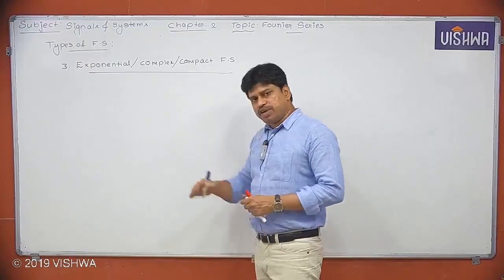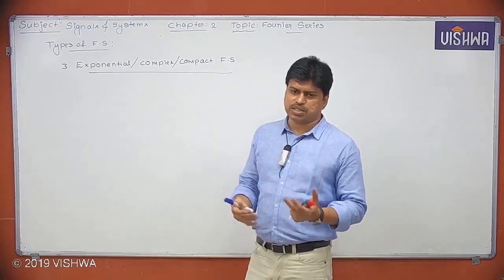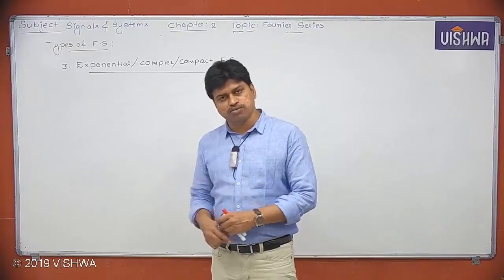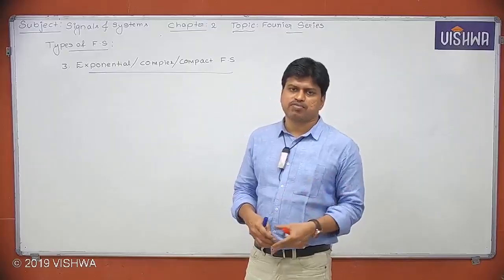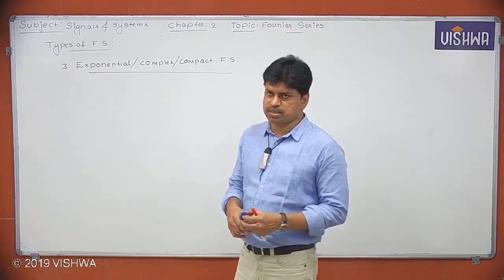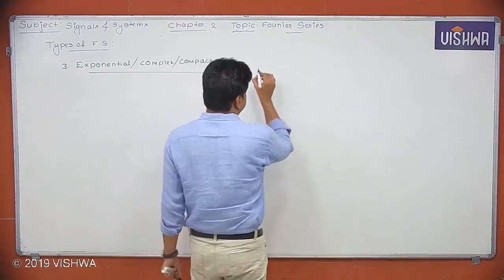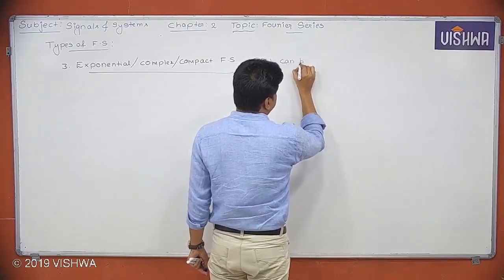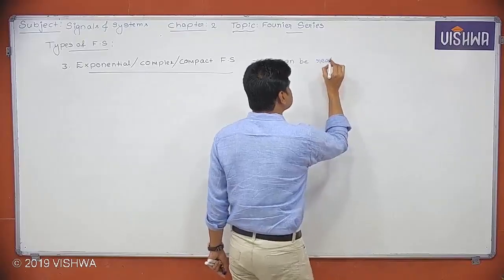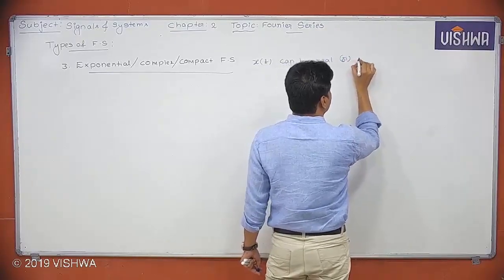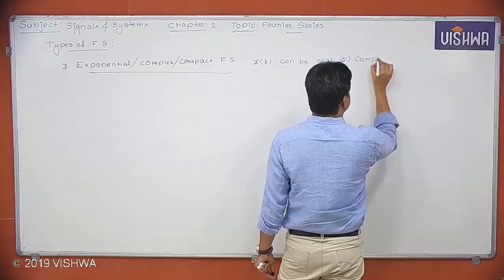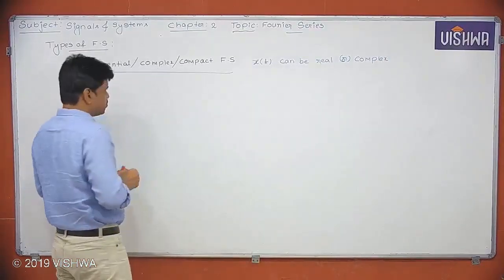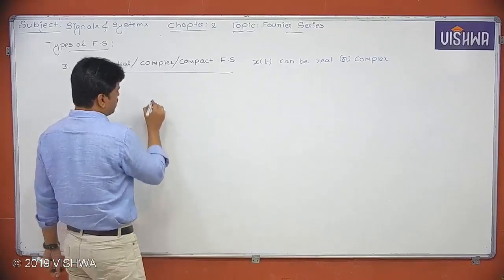This can be applied for real signals as well as complex signals. There is no boundary like that, that we have to apply only for complex signals or only for real signals. There is no such thing. You can apply it for both real as well as complex signals. So x of t can be real or complex. Whatever it is, we can write it like this.